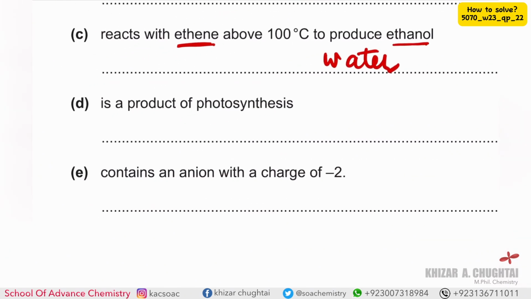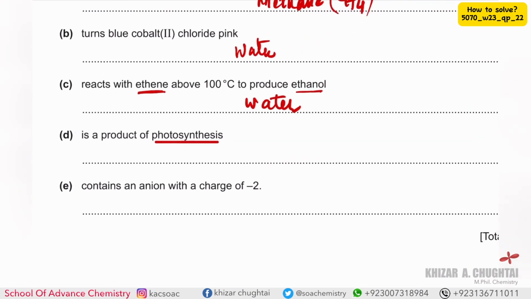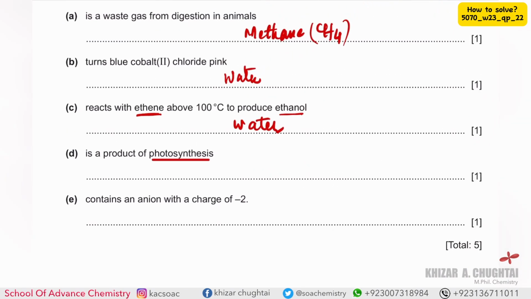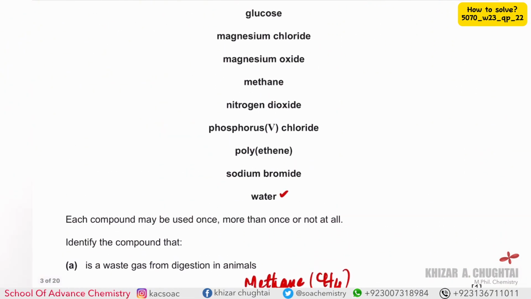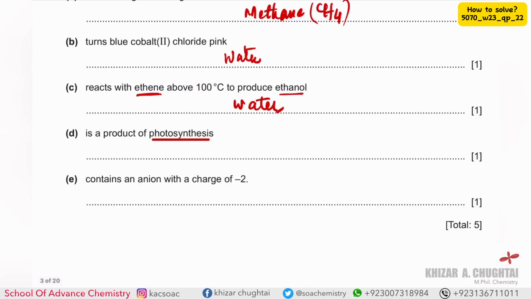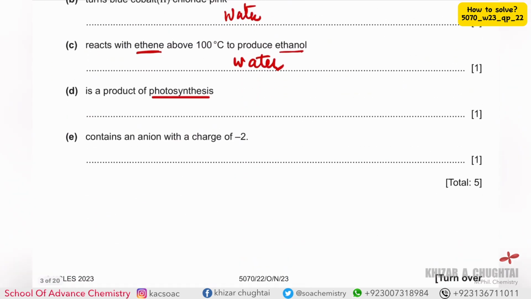D, compound is the product of photosynthesis. What is formed during the course of photosynthesis? You know, there is a synthesis of glucose, sugar basically, and here is the option, yes, glucose. So I'm going to write glucose.